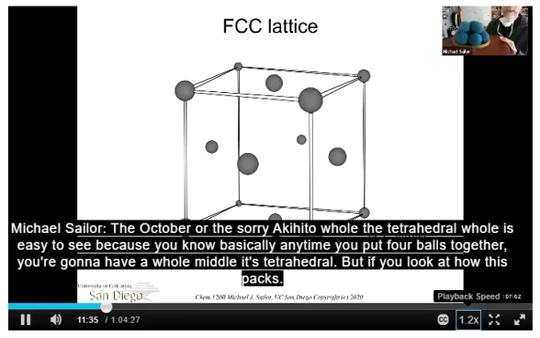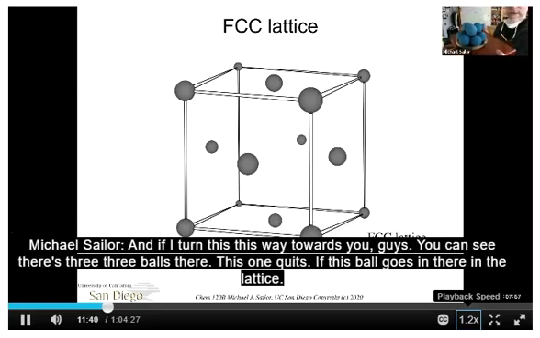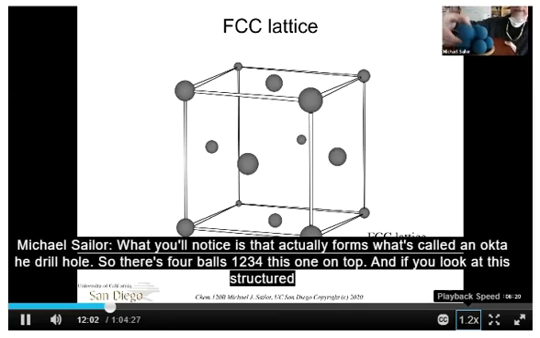It's tetrahedral. But if you look at how this packs, and if I turn this way towards you guys, you can see there's three balls there. If this ball goes in there in the lattice, it would form a tetrahedral hole. But let's turn this a little bit, and you'll see there's 1, 2, 3, 4 balls. They actually form a square. And if the next ball comes in like that, what you'll notice is that it forms what's called an octahedral hole. So there's 4 balls, 1, 2, 3, 4, this one on top.